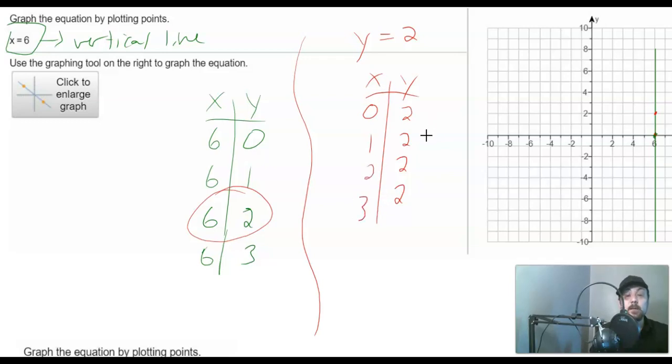And if I want MathExcel to draw this line for me, I can't just mark the point 0, 2. It needs more information. It needs a second point in order to know what line you want it to draw. And so any other point would do as long as the y-coordinate's equal to 2. And so we have 3, 2, for example. That gives me a second point. And then with that second point, MathExcel would know to draw this line here.